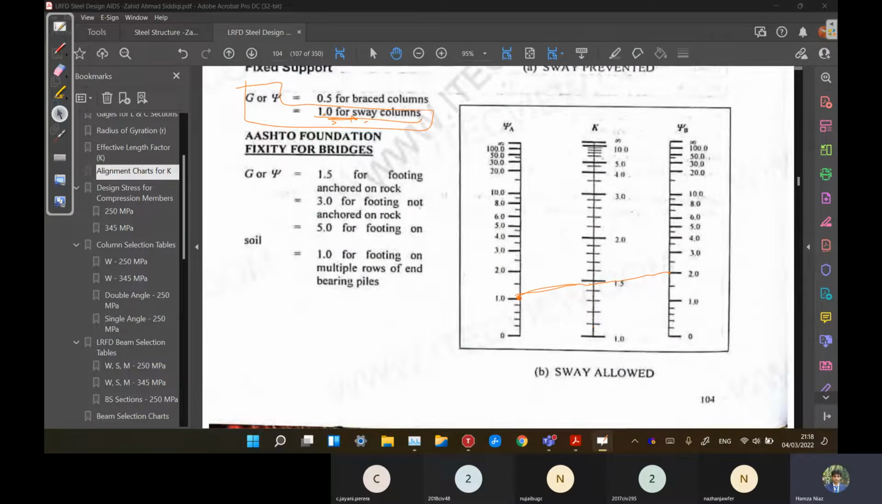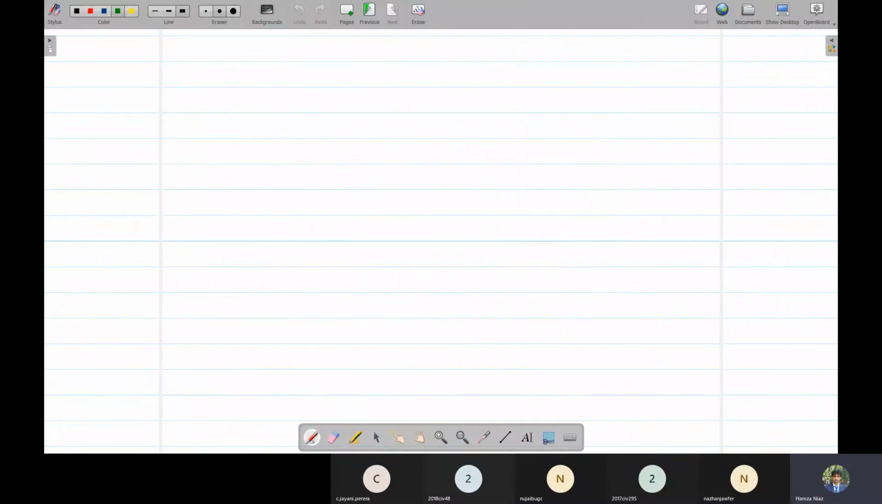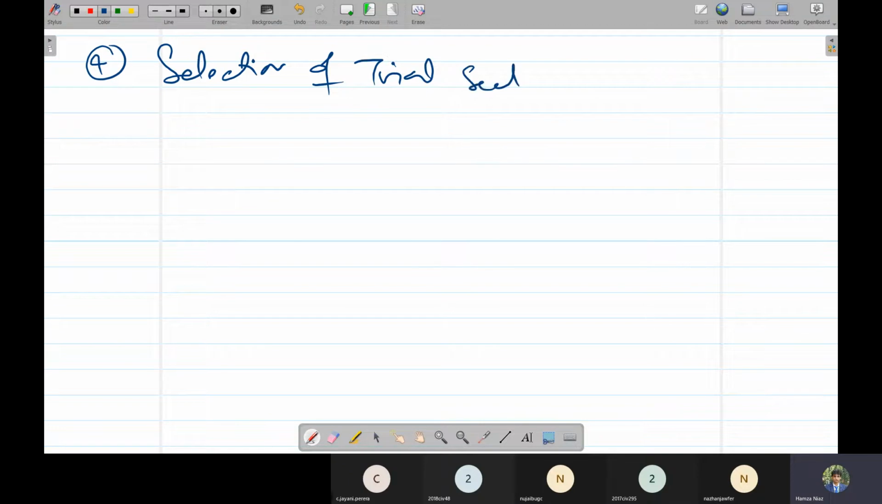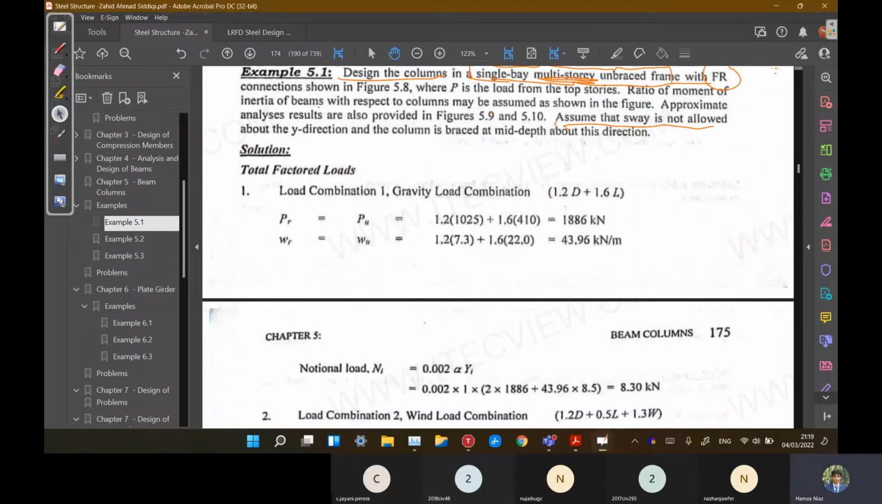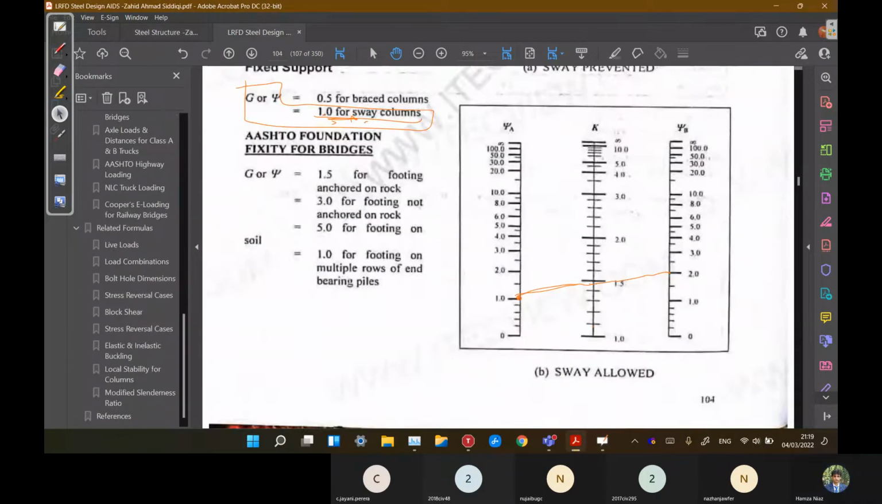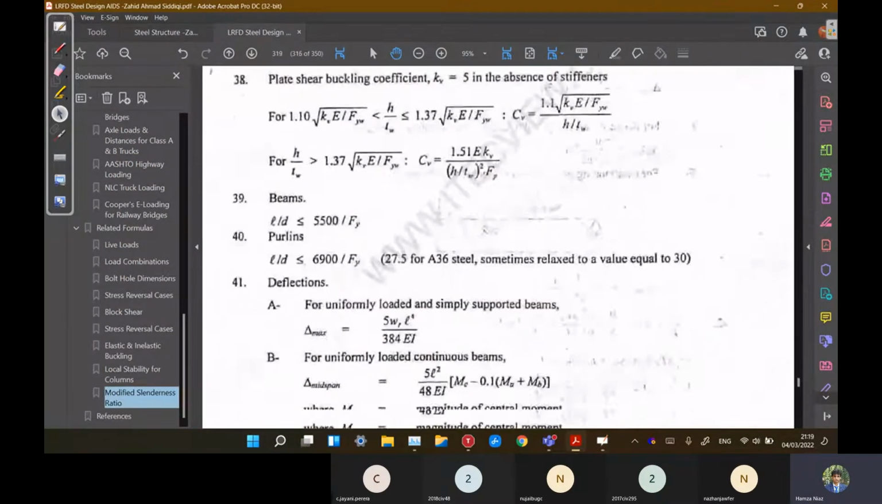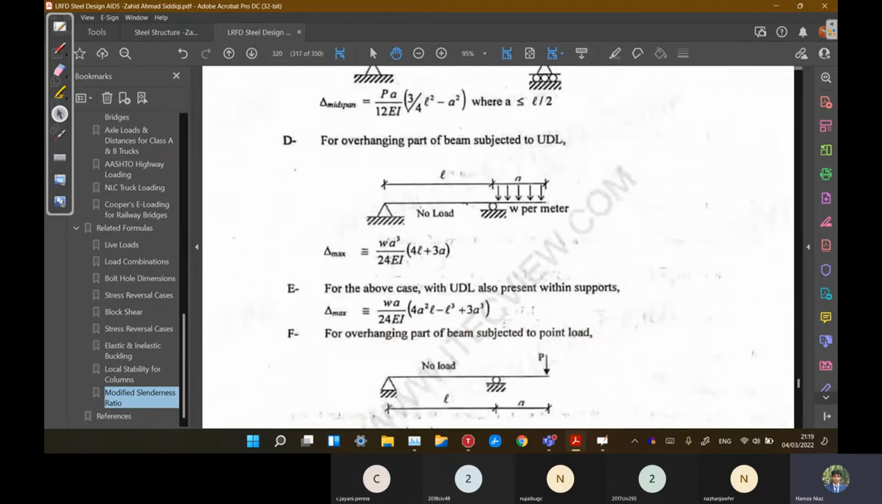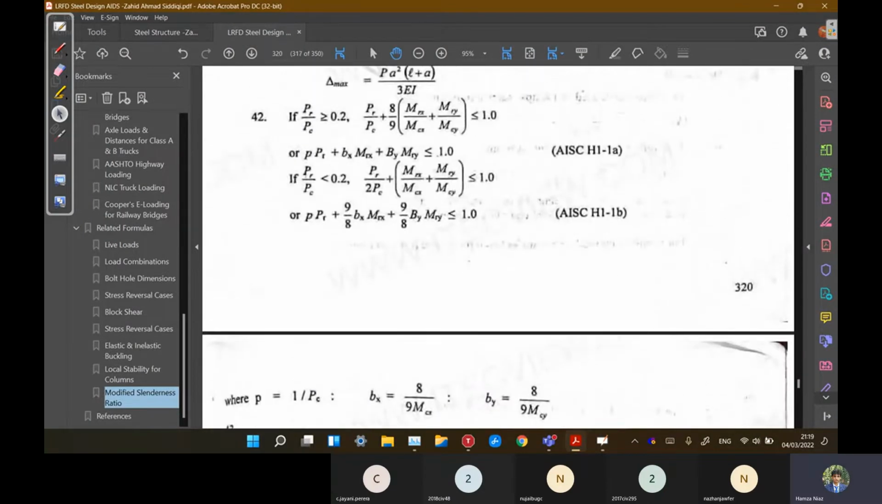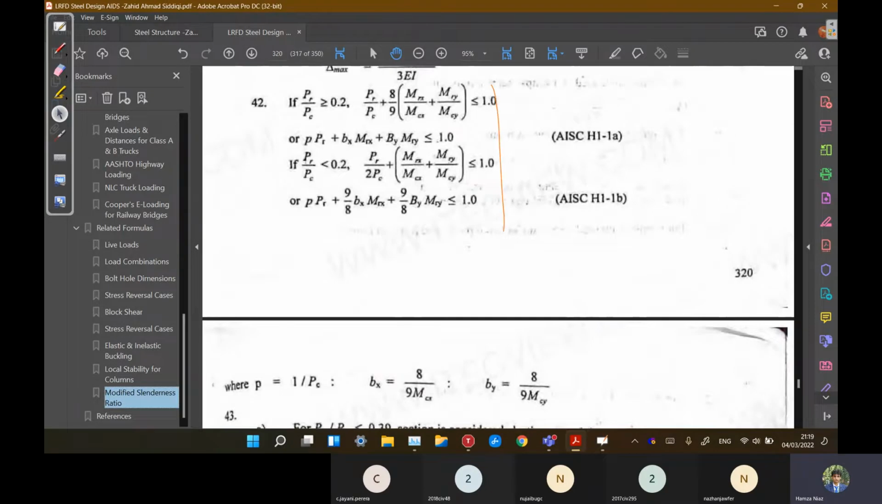Okay, this was the third step, that we have to find the effective length factors. The fourth is selection of trial section. How are we going to select a trial section? For this, the formulas are given at the end of the book after chapter number 4. These formulas are for chapter number 4 and this is for chapter number 5. These are the interaction equations.